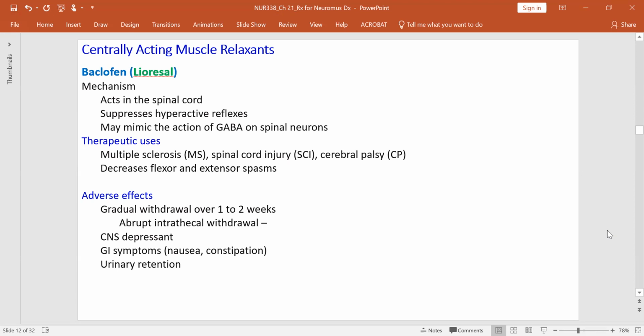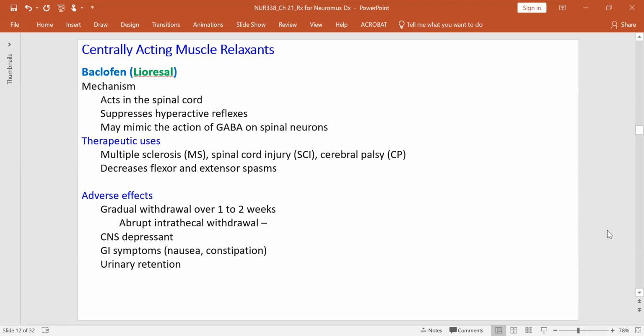So abrupt intrathecal withdrawal may lead to the risk of rhabdomyolysis. So again, it's recommended that when we stop the drug, it should not be abrupt and sudden. So it should be a gradual withdrawal over like 1 to 2 weeks. It's like tapering off the drug and eventually discontinuing the drug after 1 or 2 weeks.